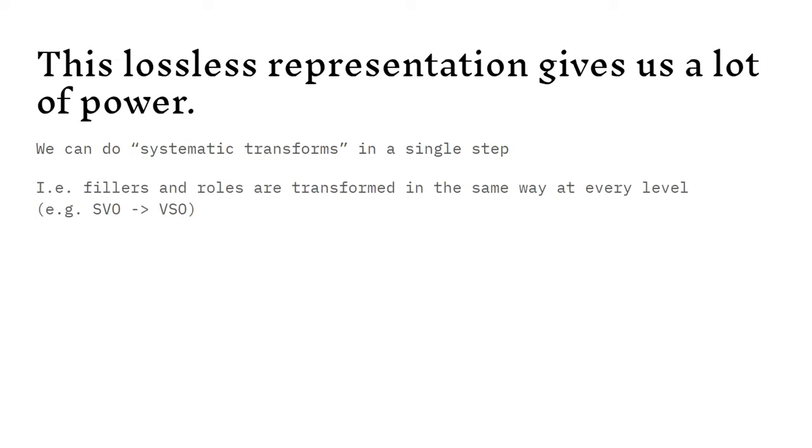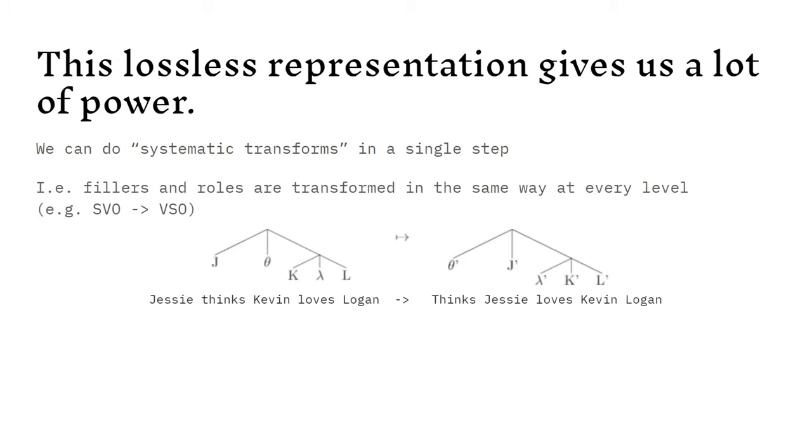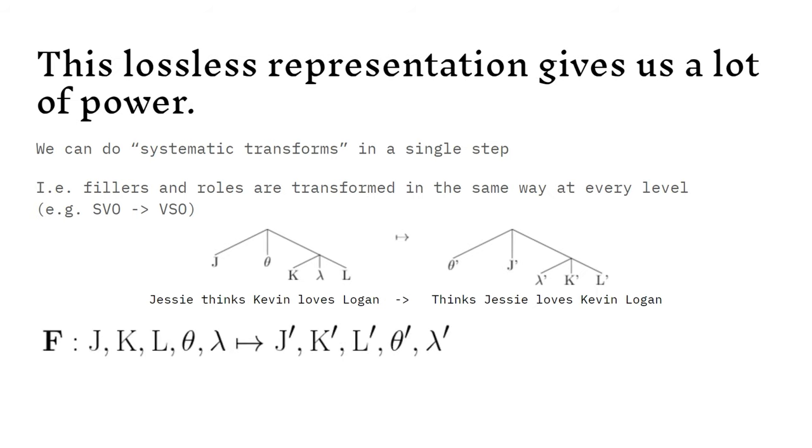So what I mean here by systematic transformations is transformations such that fillers and roles are transformed in the same way at every level. An example of this would be taking sentences of a language where the word order is subject, verb, object, and turning it into a verb, subject, object language. So for example, in English, which is subject, verb, object, we have Jesse thinks Kevin loves Logan. In a hypothetical VSO English, we have thinks Jesse loves Kevin Logan. So on each level, the roles transform independently. So here we have a transformation in these trees of the fillers to their primed versions, of the roles to a permutation. So R1 goes to R2, R2 goes to R1, and R3 stays put.